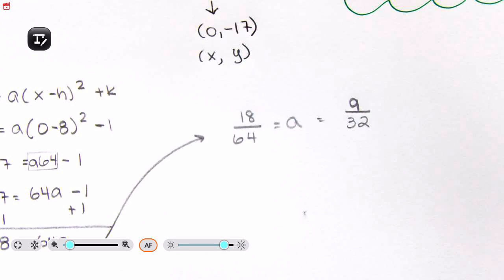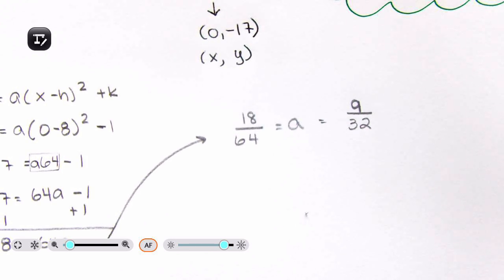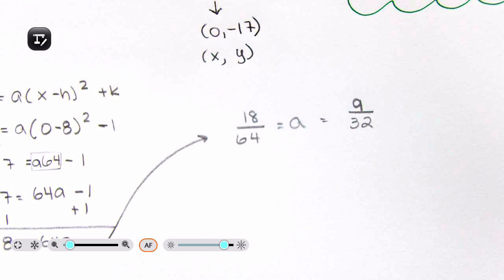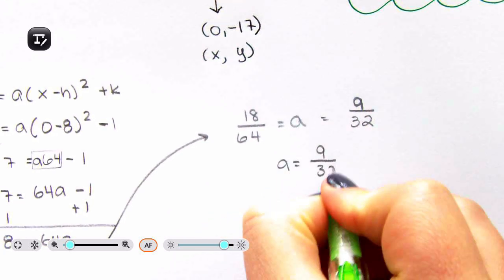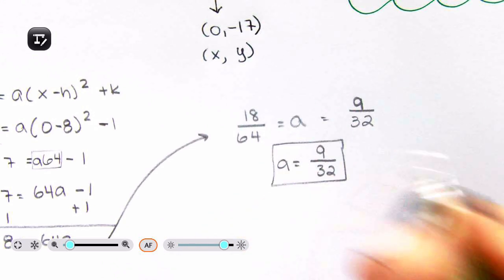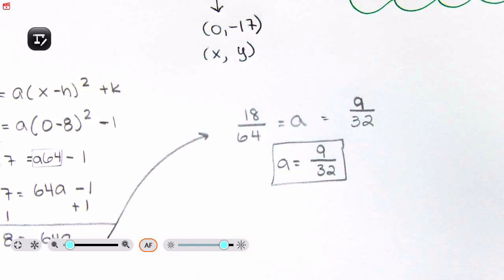And does anything go into 32 and 9? Well, the factors of 9 are 3. So does 3 go into 32? It does not, so we're going to leave it. And 9 does not go into 32. So A is 9/32. That sounds silly, 32.